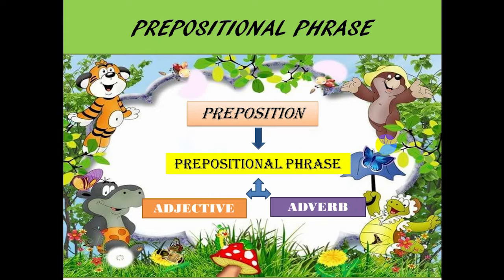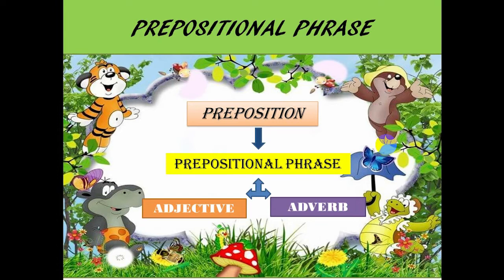And then, what is a prepositional phrase? A prepositional phrase starts with a preposition and ends with a noun. For example, in a good manner, with long hair, on his head, in the pool, under the tree, inside the book, etc. Those are examples of prepositions and prepositional phrases.